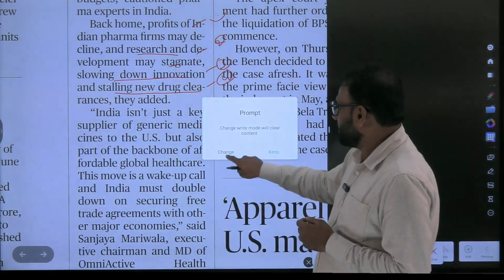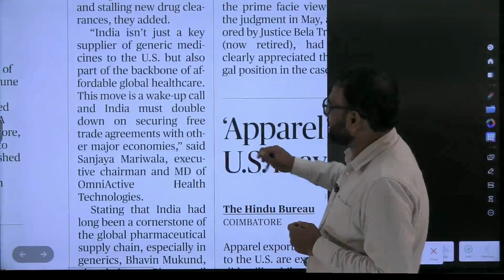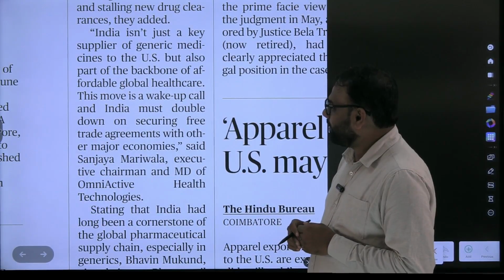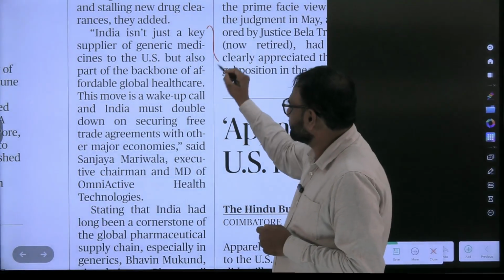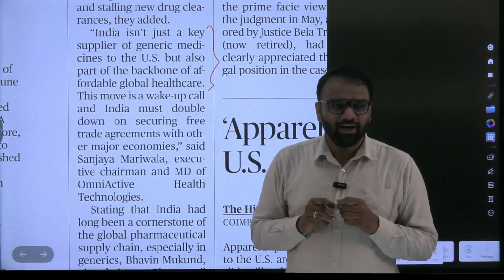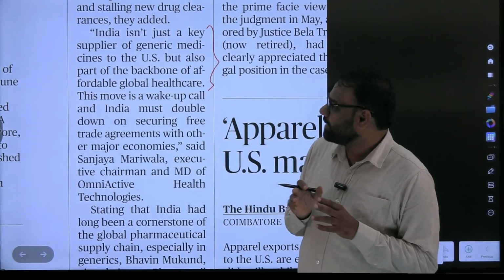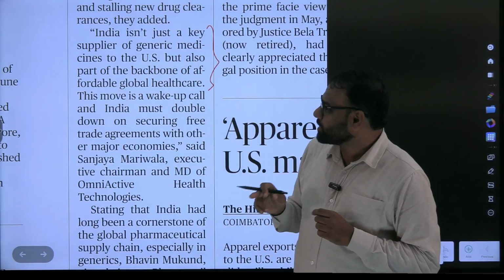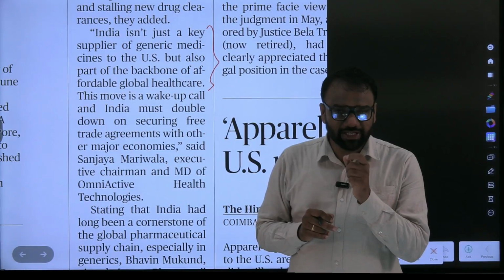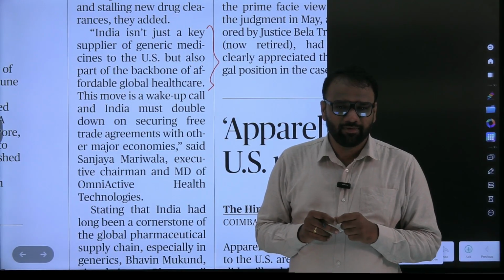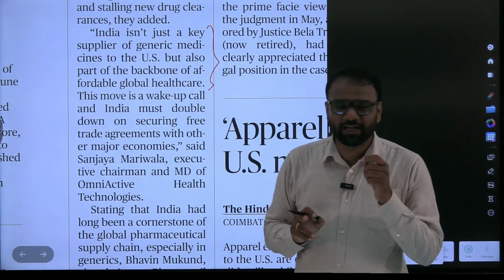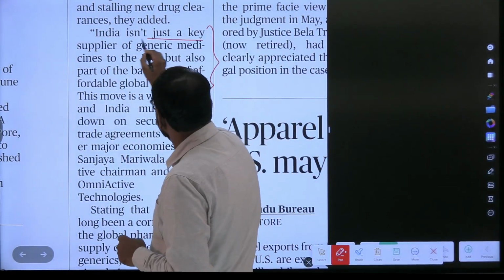In the examination: India is not just a key supplier of generic medicines to the USA, but also part of the backbone of affordable global healthcare. There are so many words. So what do you understand by this line? India is not just a key supplier of generic medicines to the US, but also part of the backbone of the affordable global healthcare. Did you come across any technical keywords? Global healthcare. Generic medicine. The keyword here is generic medicine. So we came across a keyword called generic medicine.